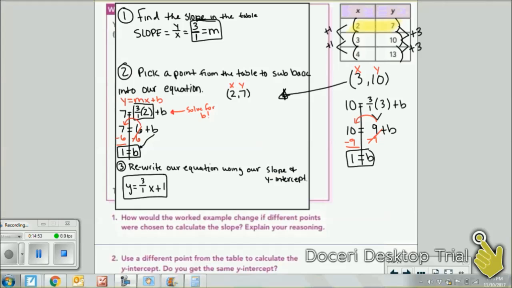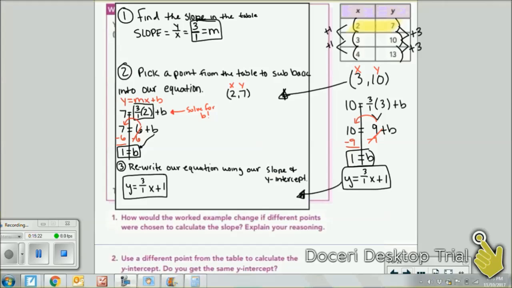So now that we've plugged our points back in and got our y-intercept, we go down to number 3 and we just substitute everything in and write the equation. So we still have y equals, so this is step 3. If you want to keep track, you can draw an arrow over here that we're doing step 3. So y equals, our slope was still 3 over 1, then we have the x, and then we write our new y-intercept that we found, which was plus 1. Okay, so here's our final answer.